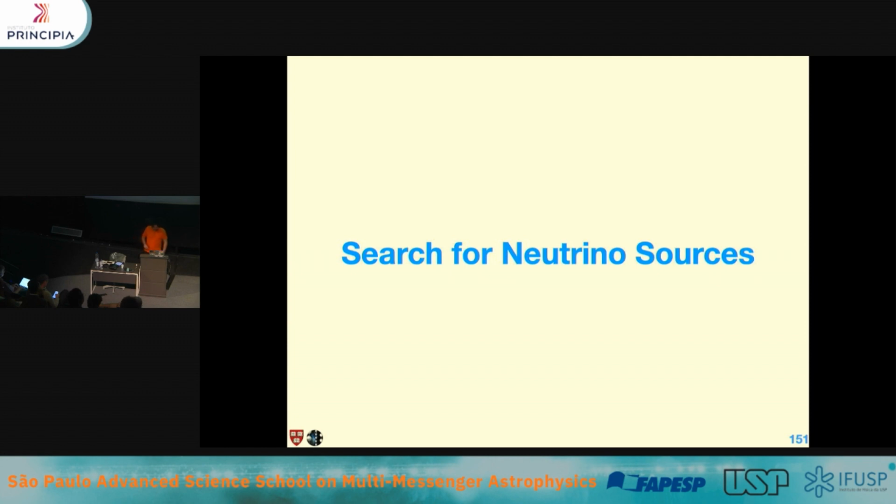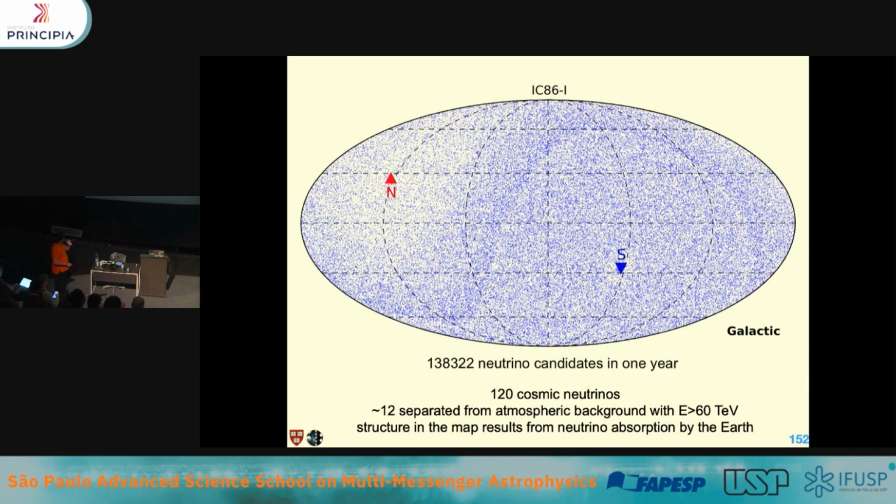So let's talk about neutrino sources a little bit here. If I take all of my neutrino candidates that I select in 1 year of IceCube, this is how they will look in 1 year. If we put in 10 years, this will be essentially all blue, so that's why I picked 1 year. This is in galactic coordinates, so the galactic center is in the center here. And remember that we are talking about 120 astrophysical neutrinos over in this box.